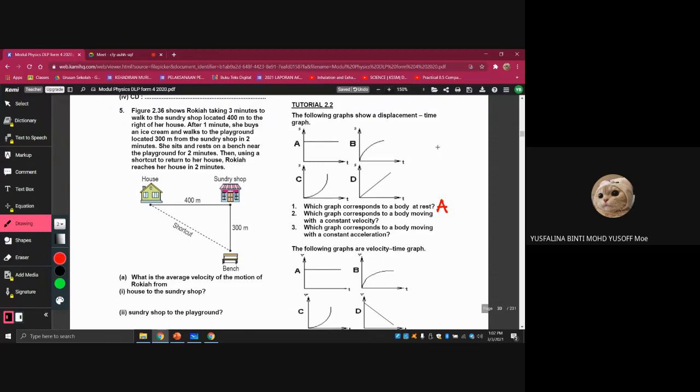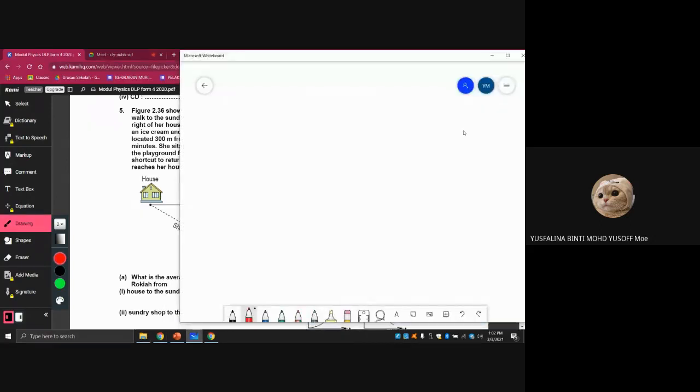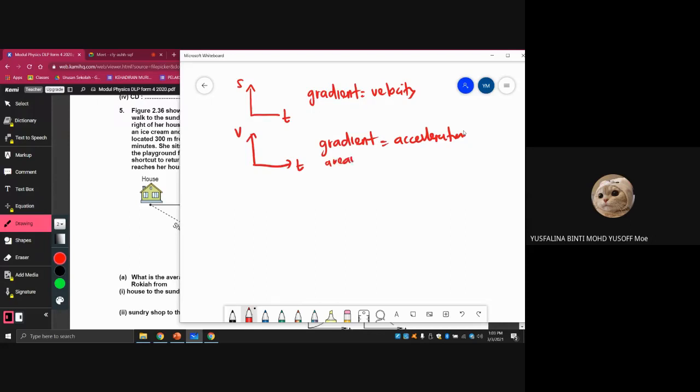We already learned two things before. The first one is the graph of displacement against time, where the gradient represents the velocity. Another one is the velocity against time graph, where the gradient is equal to acceleration, and the area under the graph is equal to the displacement.